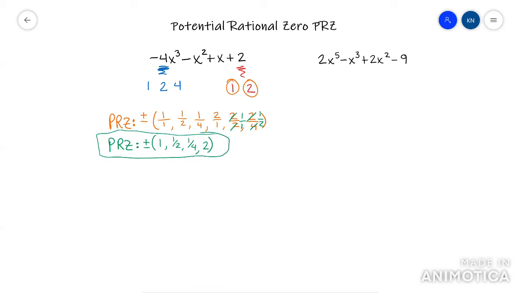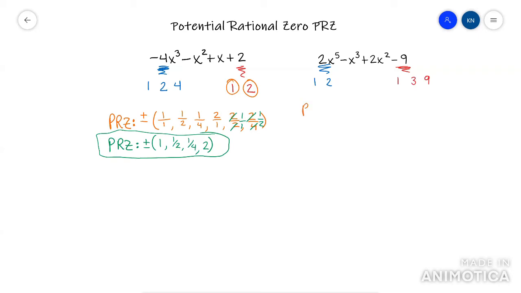Okay, let's look at another one. Factor the first and the last numbers. So like 2 is divisible by 1 and by 2. 9 is divisible by 1, by 3, and by 9.